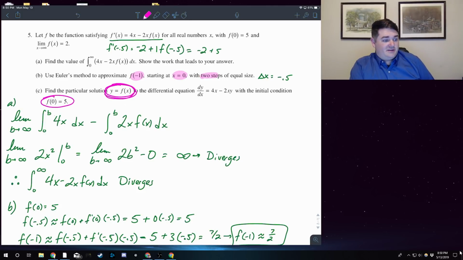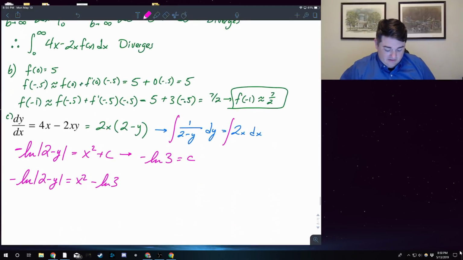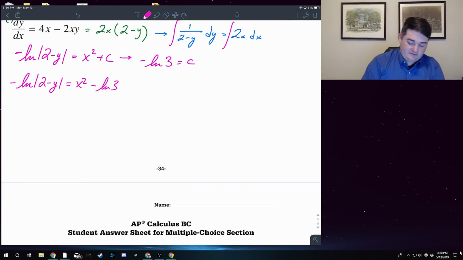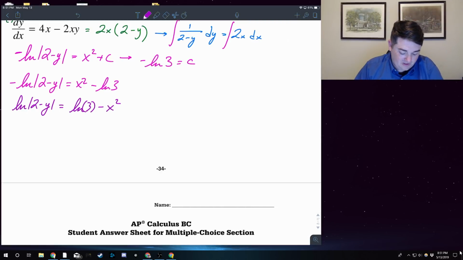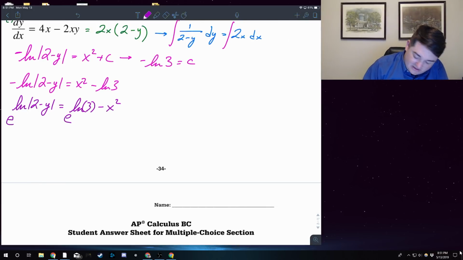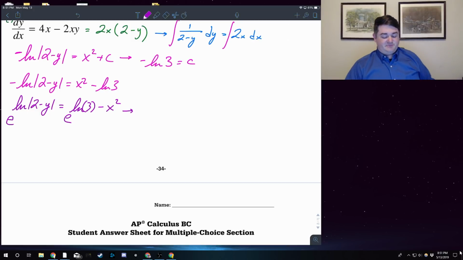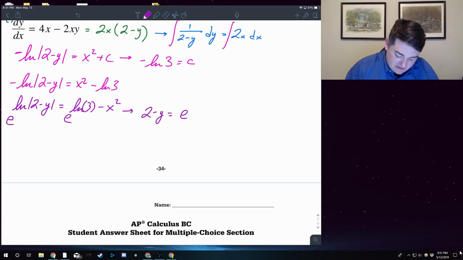So I'm going to get y by itself. How am I going to do that? I'm going to get rid of the negative sign. So natural log |2 minus y| equals, let's call it, natural log 3 minus x squared. E both sides, which is not the mathematical way to say that, but it's how I say it. Make both sides a power of e, giving me 2 minus y equals e to the natural log 3 minus x squared.